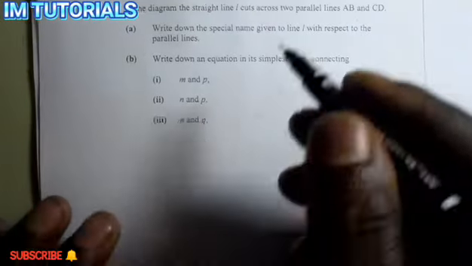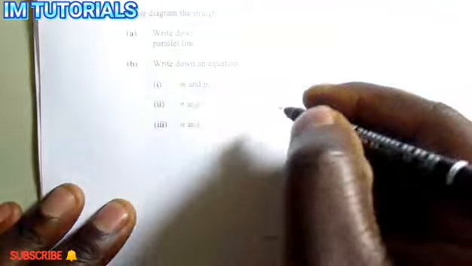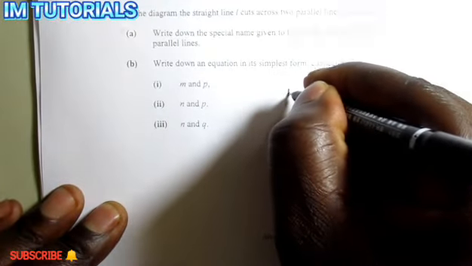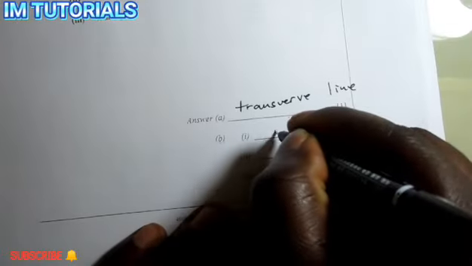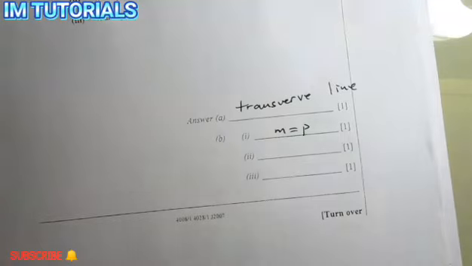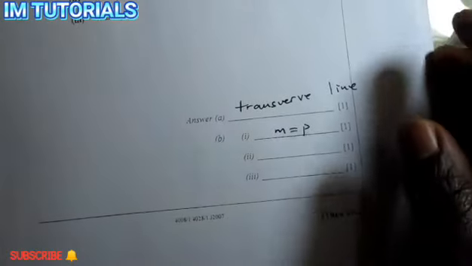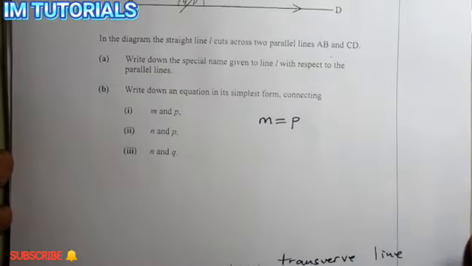So, how do you connect M and P? Since M and P are corresponding angles, it means that M is equal to P. So your answer here is M is equal to P. Then you get yourself a single mark. We move on to part 2 of the question.